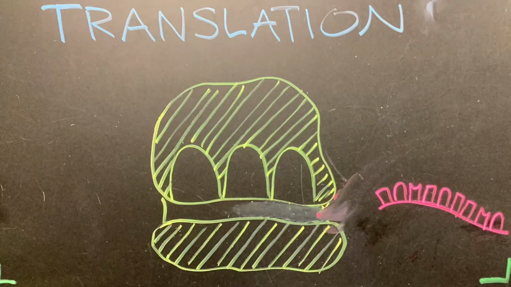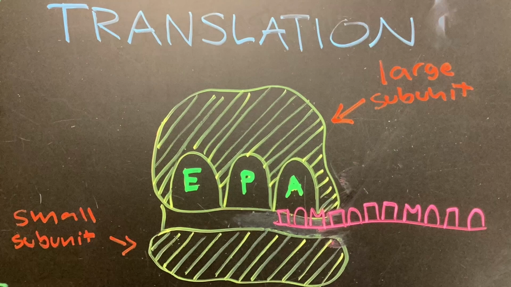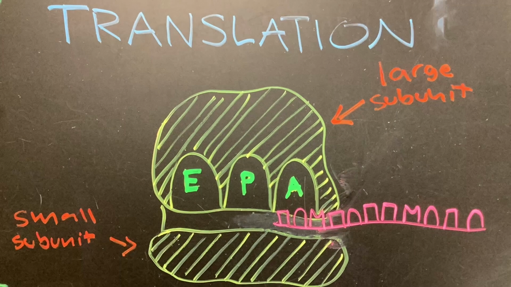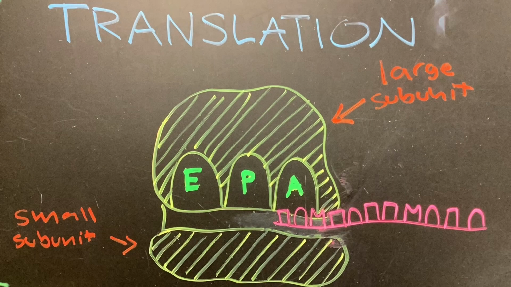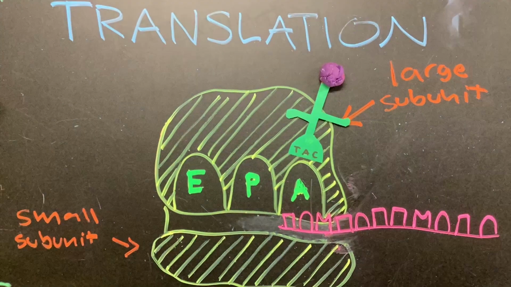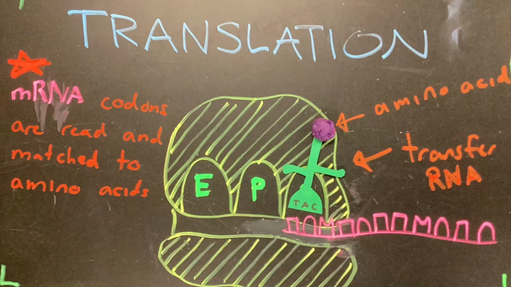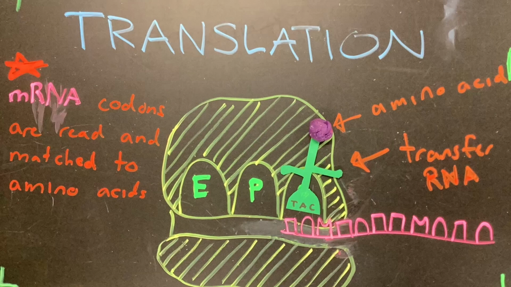Now, inside the ribosome, the mRNA enters in between the large and small ribosomal subunits and is ready to be read and translated. There are 3 chambers within the ribosome known as the E, P, and A sites. The mRNA is read in small groups of 3 nucleotides, and these small letter groups are called codons. Each codon passes into one of the sites at a time, the ribosome reading in the order of A, P, and then E. As each codon initially enters the ribosome, mRNA codons are read and matched to amino acids.